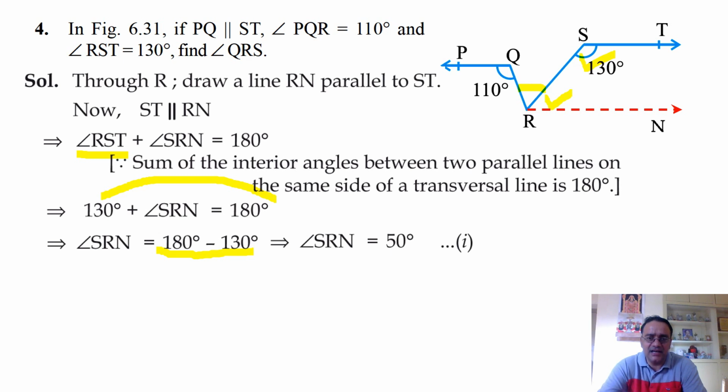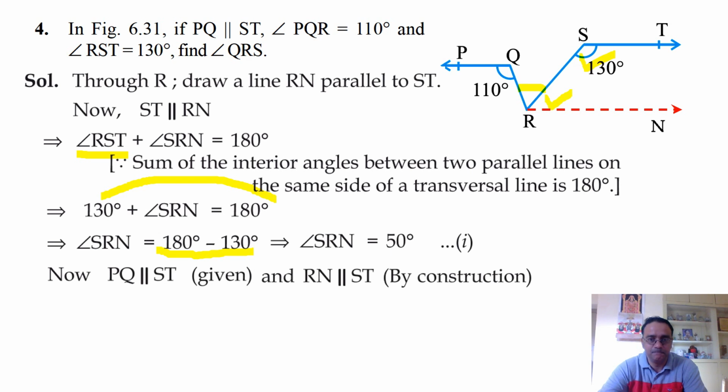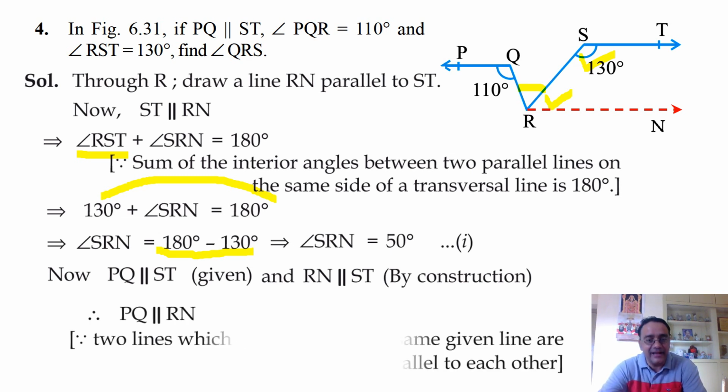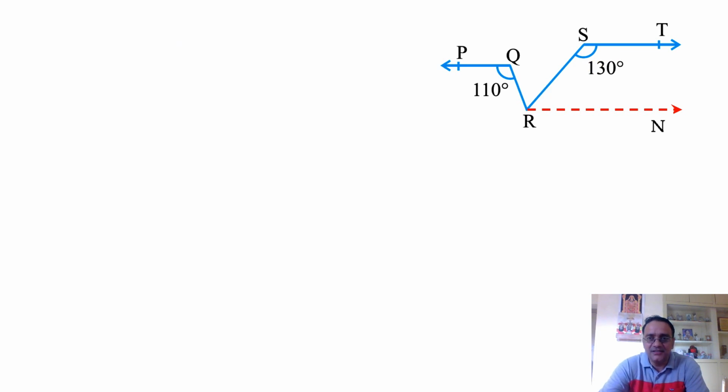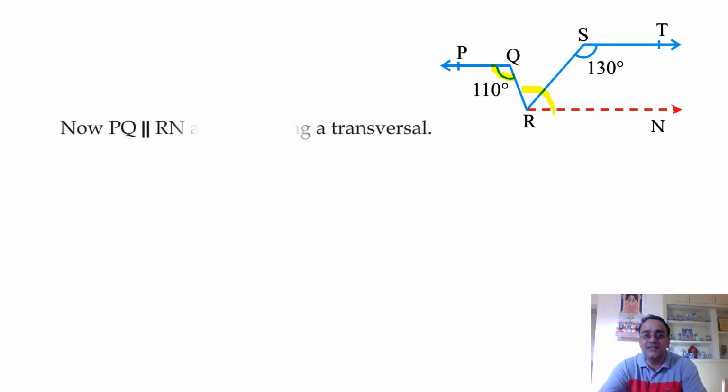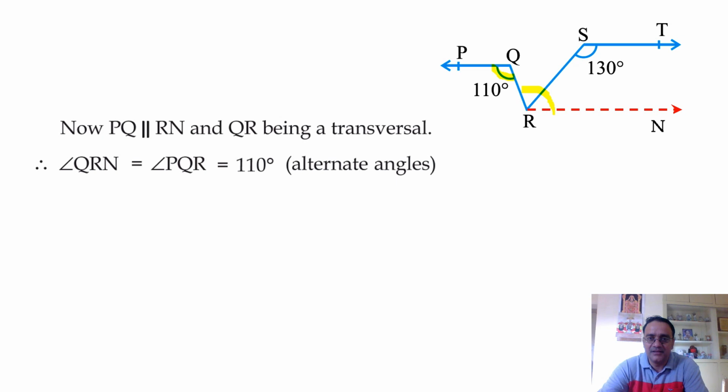So angle SRN we got. Now in the question it is given PQ parallel to ST, and by construction we got ST parallel to RN. Again we have that property that two lines parallel to the same line are parallel to each other. So PQ is parallel to RN also. Okay. So now next this angle is equal to this angle by alternate interior angles. Okay, so both angles are equals to 110 degree.